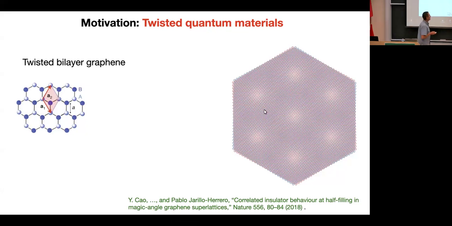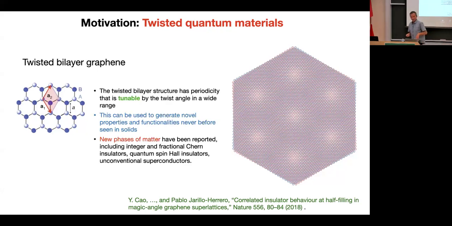And in the 5 years following this 2018 discovery, many groups jumped on this, created these twisted structures, probed them in many different ways, and this has been a true bonanza of new information. New properties of solids never before seen have been observed. People have seen new phases of matter, including integer and fractional Chern insulators, quantum spin Hall insulators, unconventional superconductors, and this is all ongoing. So this has been one of the most fruitful new directions in condensed matter physics that I have ever witnessed.